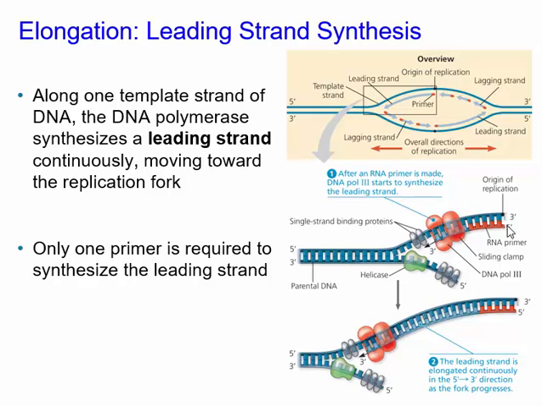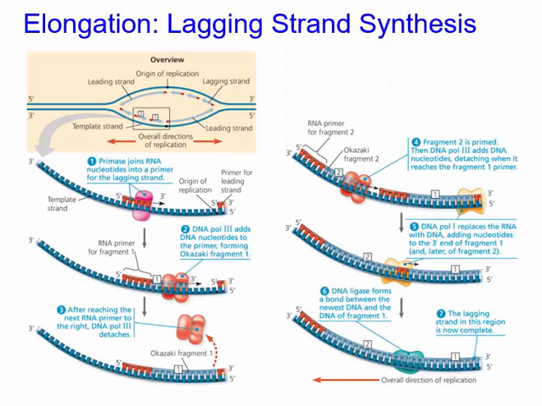So our new strand is being built 5' to 3'. Here's our little RNA primer. DNA polymerase is extending this, and it can just happily cruise along and add nucleotides as that replication fork continues along. Where the problem comes in is that other strand, our other template strand, because it's oriented in the opposite direction.